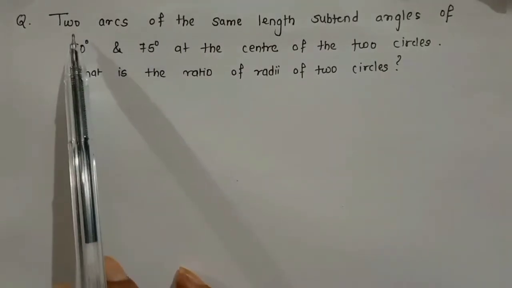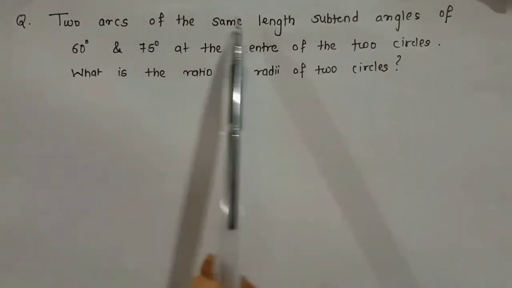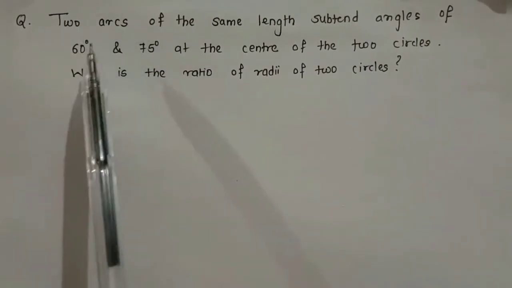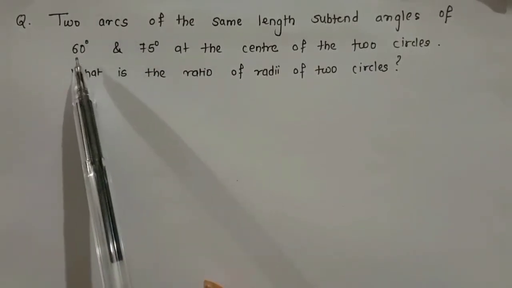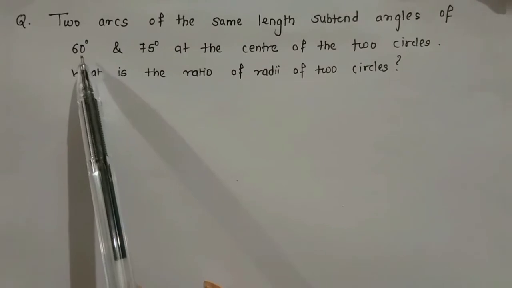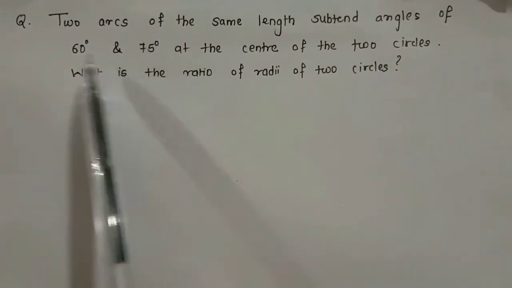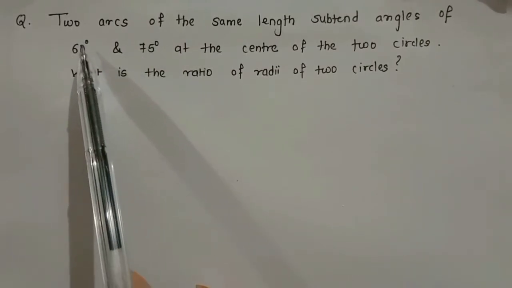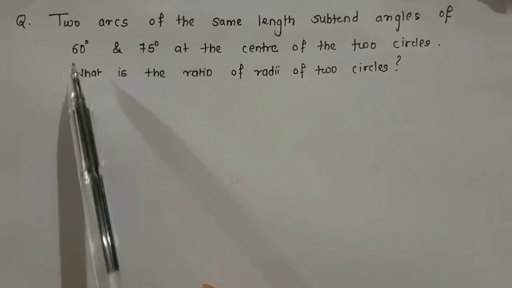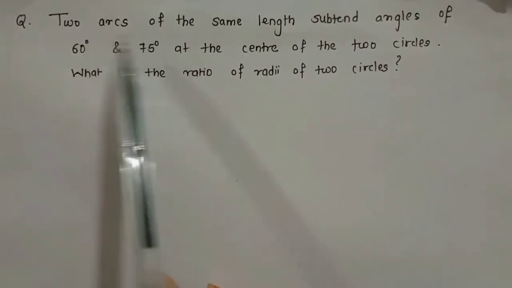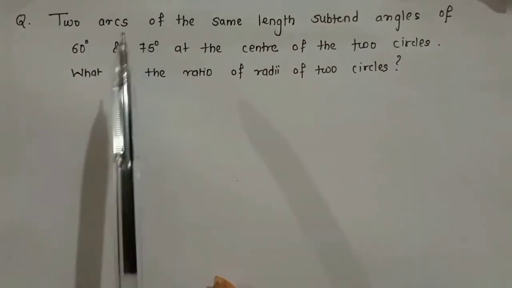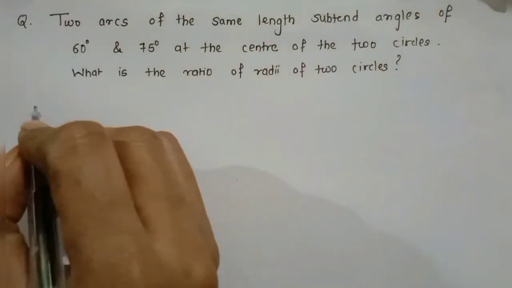In the given part, see what is said: two arcs are of the same length. These two arcs are having the same length, the same measurement, whereas theta is 60 and 75. As you can all see here, this 60 is in degree, and 75 is in degree. So the theta given here is in degrees, but we know that we have to convert this degree to radian. Now let's begin with the solution.